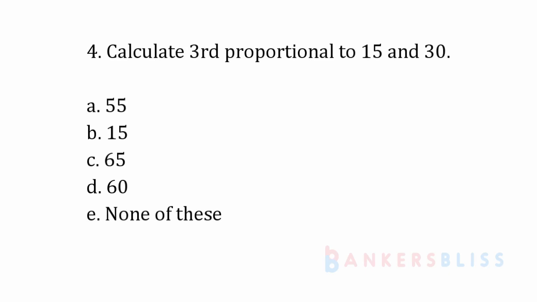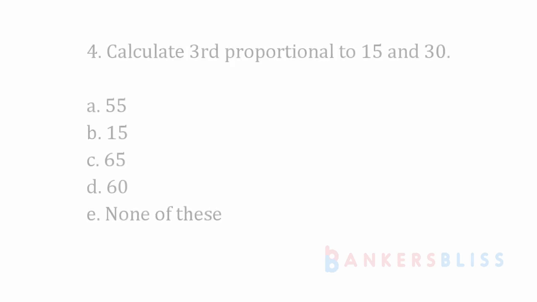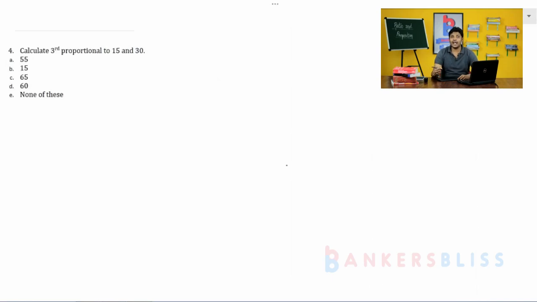Calculate the third proportional to 15 and 30. Third proportional to 15 and 30 means what? When you are going to get the third proportional, as I already told you in the introduction class, when the mean values are the same, then they are said to be in mean proportion. So mean proportion gives you the third proportion. Therefore 15 is to 30 as 30 is to x.